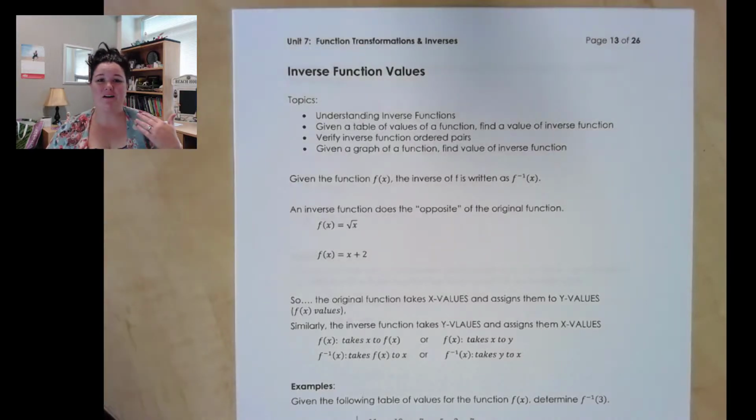Hey everyone, we are going to go ahead and keep moving on in Unit 7. Today we're going to be looking at inverse function values and also, I think, finding inverses. So we'll see how much we can get through in one video.